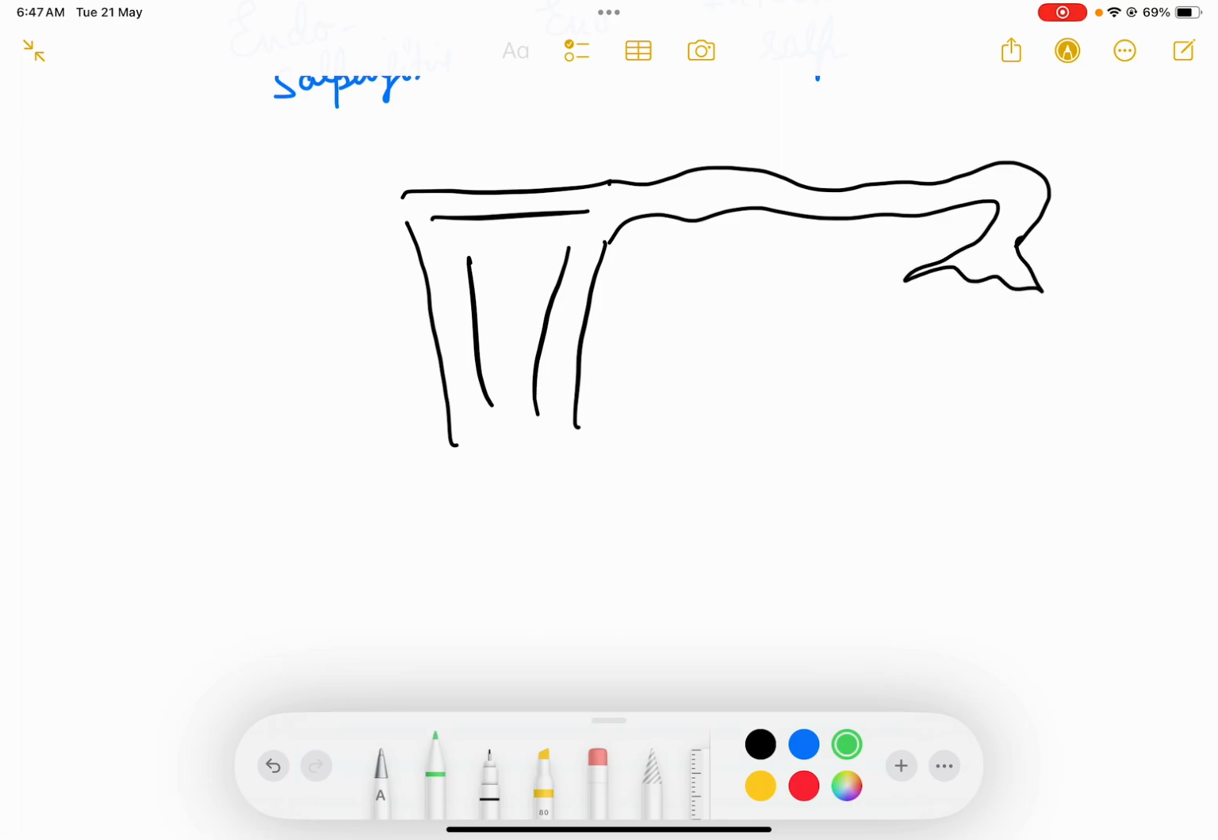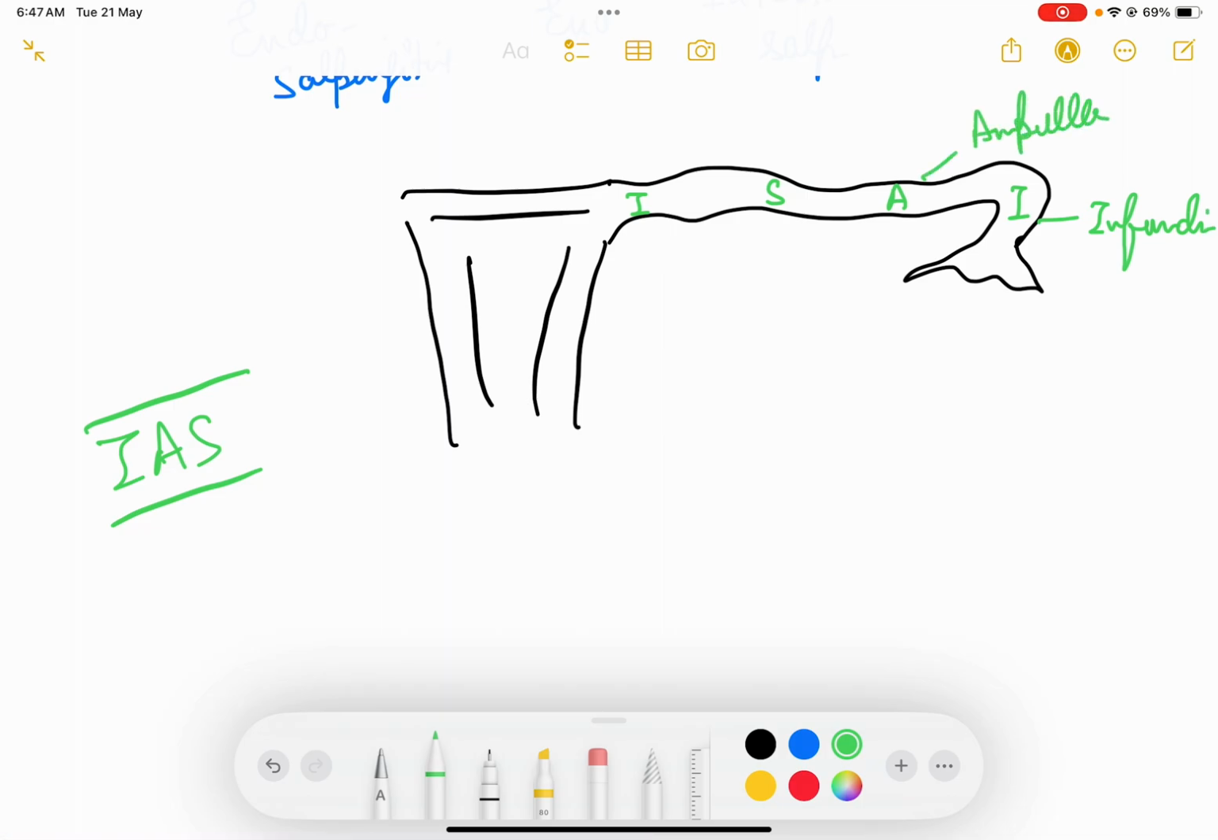So what are the parts of the fallopian tube? I had told you how to remember. IAS, you all know, the IAS exam, so IAS and repeat I. I is for number 1, infundibulum. Then comes the ampulla of the tube. Then comes the isthmus, S for isthmus, and the intramural part.